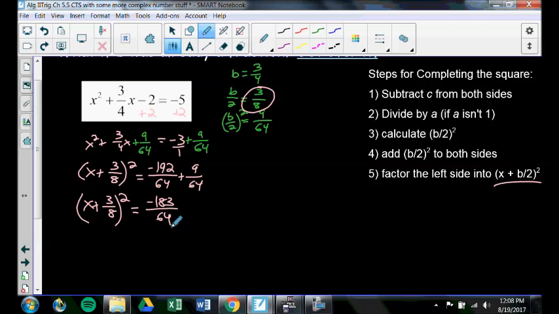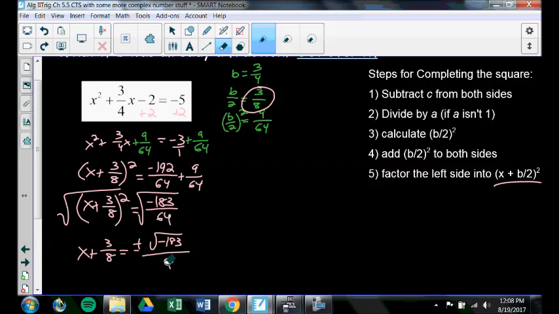Now we square root both sides, and we get x plus 3/8 equals plus or minus the square root of negative 183/64, and over 8. The square root of 64 is 8. And hello, we have a square root of a negative. We can't have a square root of a negative, so this has no real solution.